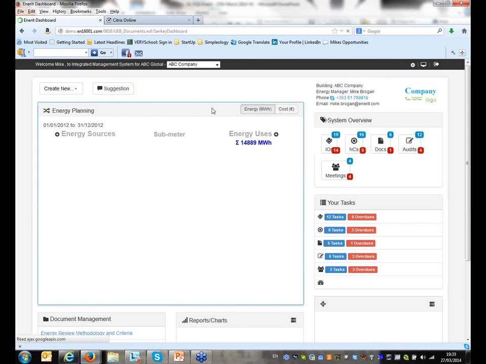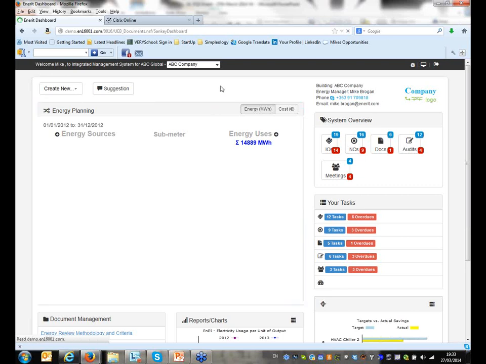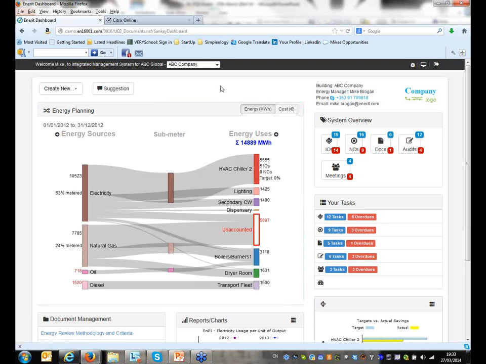So what we have within our product, the Enerit ISO 50001 software, is, when you log onto the system, you come into a default dashboard. Depending on your role within the organization and your function, you may see different information and different types of dashboards. For myself, I'm logging in as the energy manager here. Welcome, Mike, to the integrated management system for ABC Global. I can manage different sites if I need to, but we'll just leave it at ABC Company for the moment.